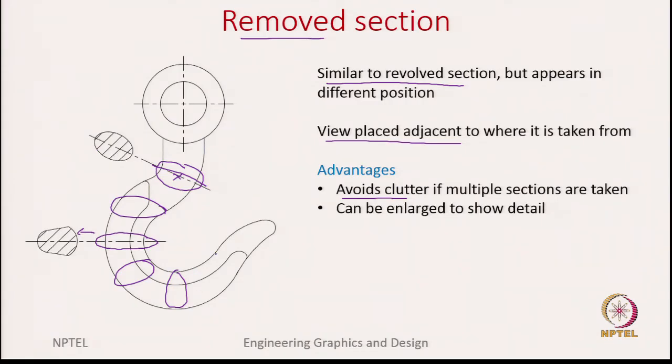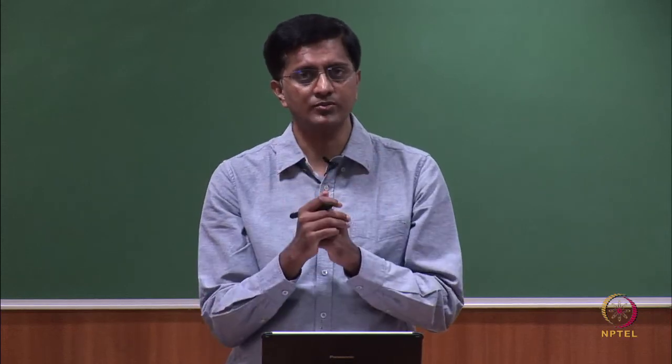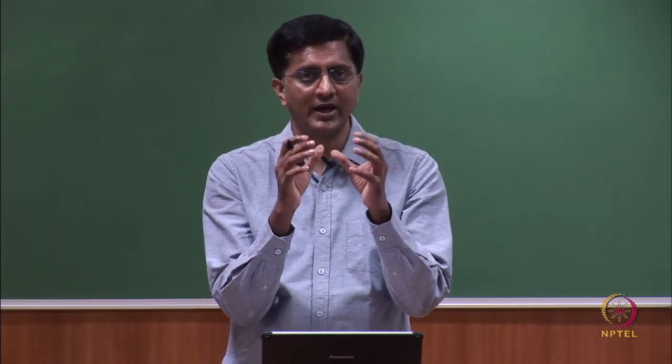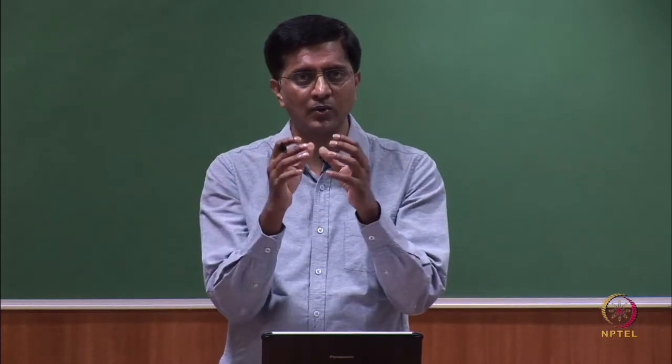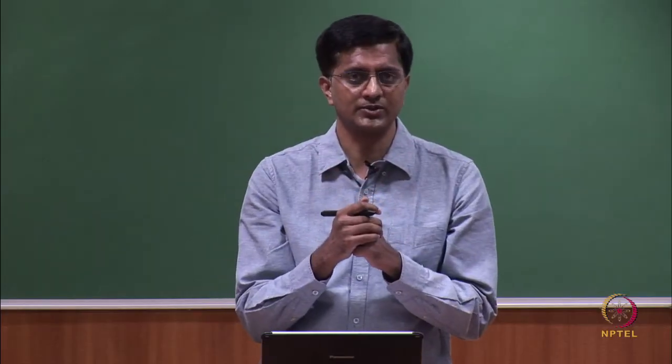And the other advantage is, let us say this section is too small. Here instead of using a scale of 1:1, I can draw a scale of 2:1, which means I can enlarge the scale. I am free to do that, such that now I can show the details more clearly. That I cannot do with the previous revolved sections, because I need to match with the object, because it is already sitting on the object. I cannot make it either enlarged or smaller, or else you lose the one-to-one correspondence.